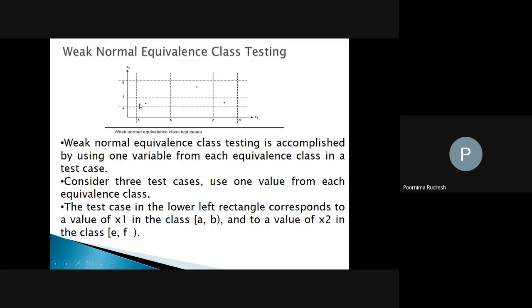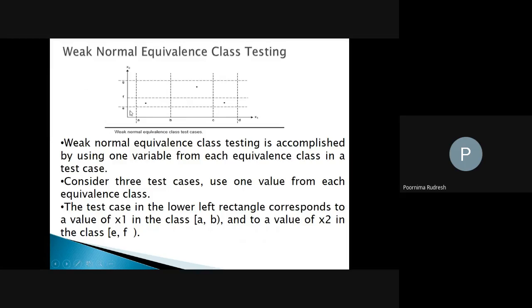Now let us consider this as one test case, this is another test case, and this is another test case. For this we'll consider one value between A and B and between E and F. Similarly, for this it is between B and C and between F and G. And for this it is between C and D and between E and F. Right. So here we are considering test cases which use one value from each equivalence class.